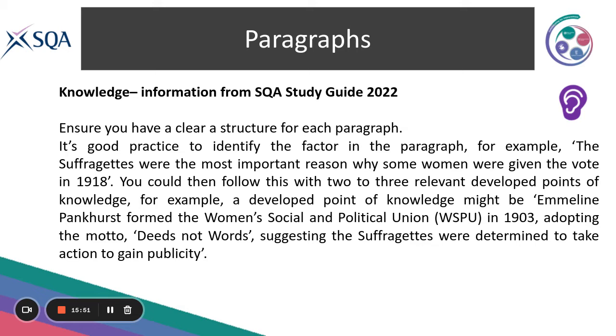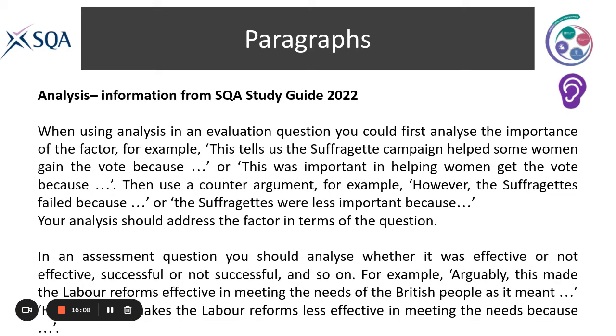For example, a developed point of knowledge might be Emmeline Pankhurst formed the Women's Social and Political Union in 1903, adopting the motto "Deeds not words," suggesting the suffragettes were determined to take action to gain publicity. So that's a nice way to begin your knowledge paragraph. You can then move on to analysis. So when using analysis in an evaluation question, you could first analyse the importance of the factor. For example, this tells us the suffragette campaign helped women gain the vote because, or my pupils tend to do it like this: this was important, helping women get the vote because.